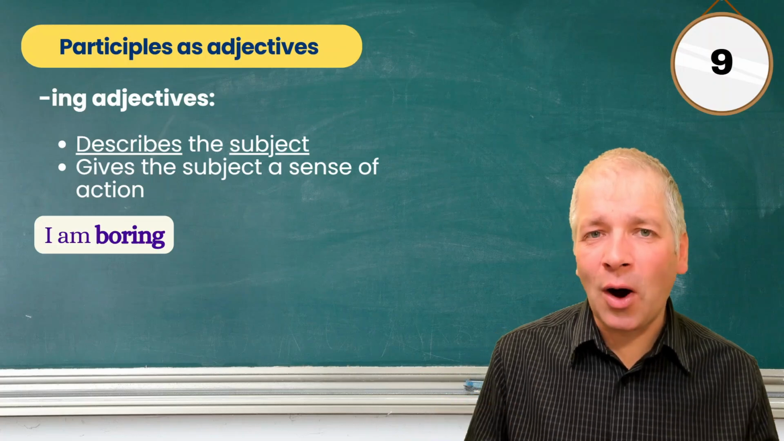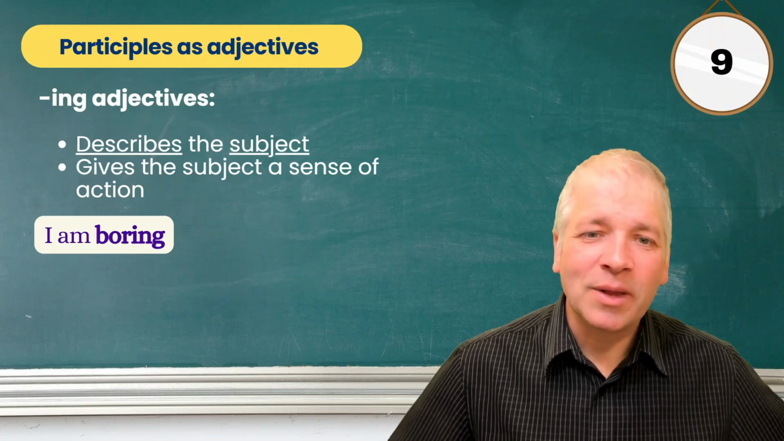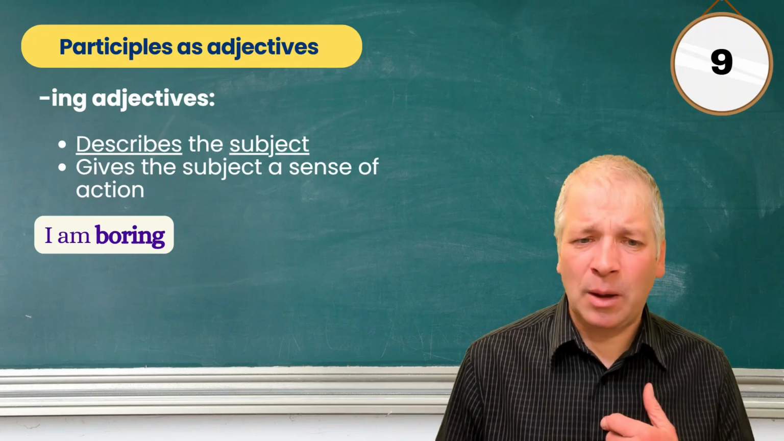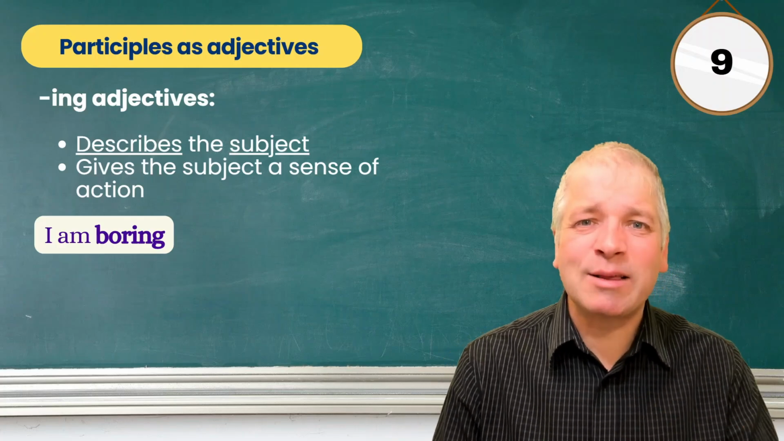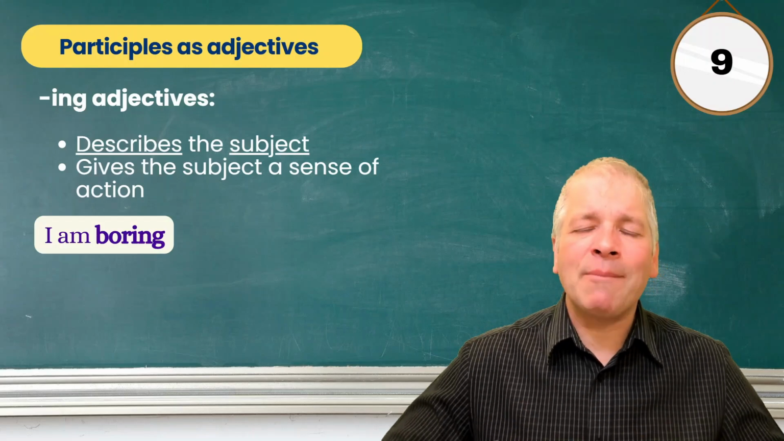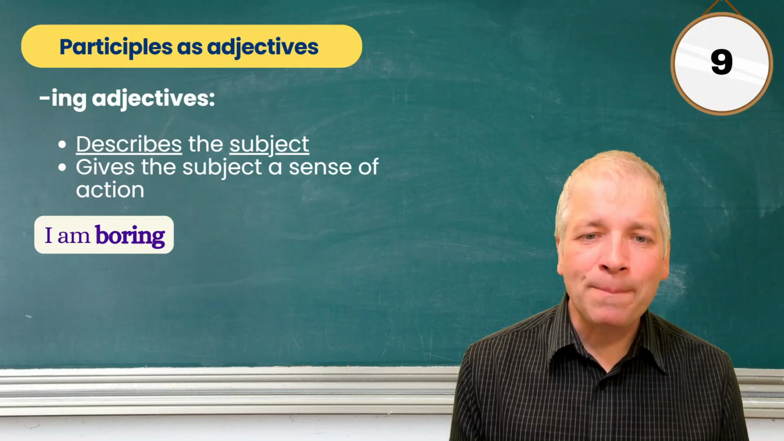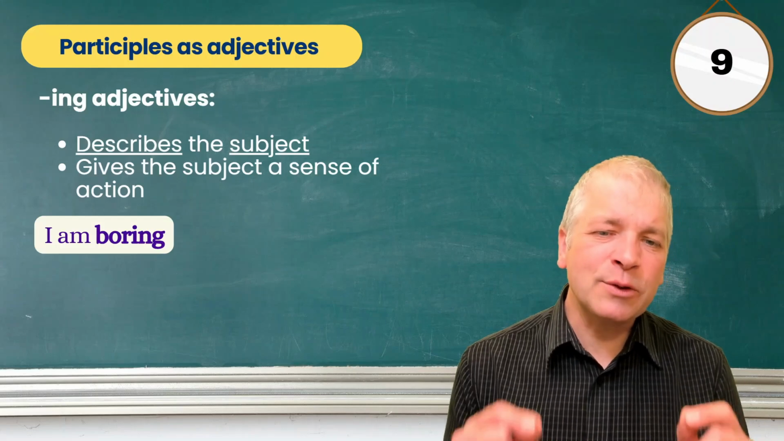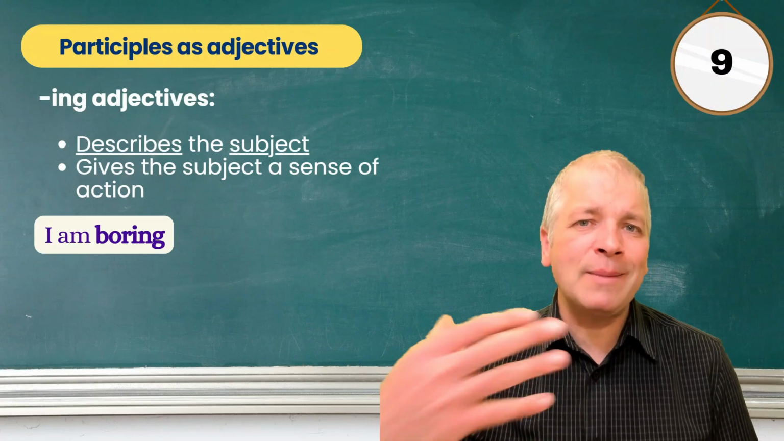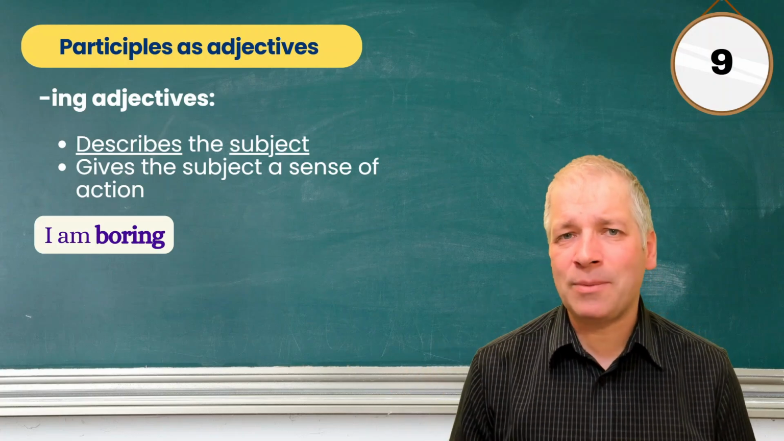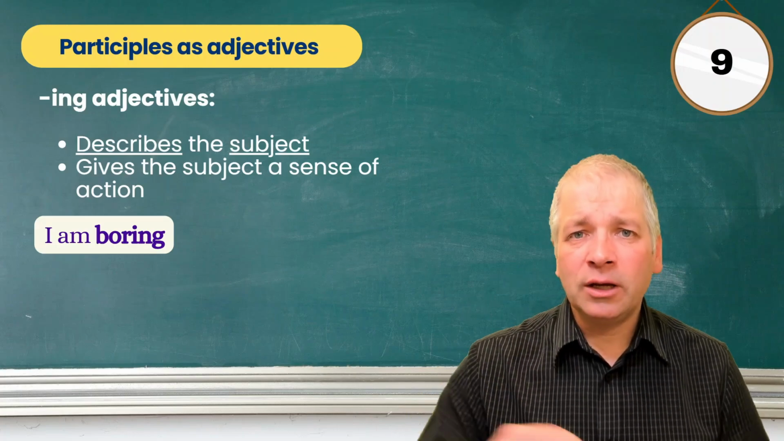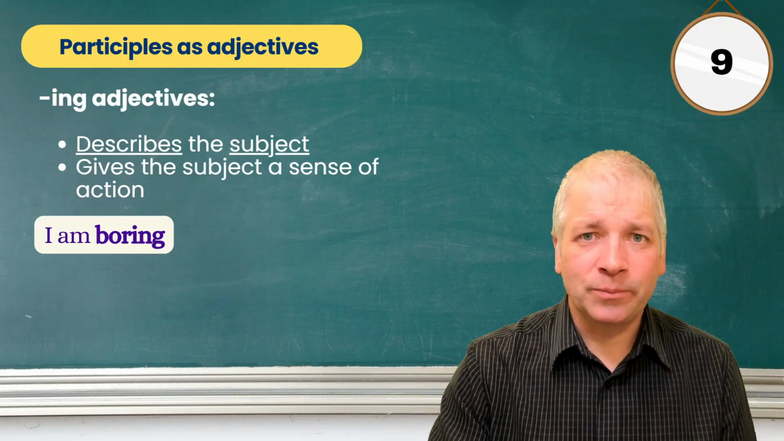Now let's move on to ing adjectives. Ing adjectives don't describe something that happened to the subject, but they describe the subject itself. So if I say I am boring, then I am the one that causes other people to be bored. It gives the subject a sense of action. So it's a sense that I'm doing this. Very important to remember that. Ed happens to you. Ing, the action comes from you.